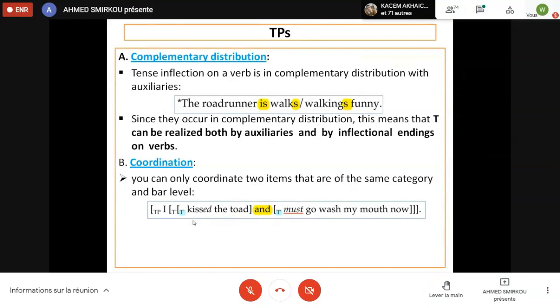So T will generate inflectional endings and auxiliaries. This is the conclusion. And these are the arguments.